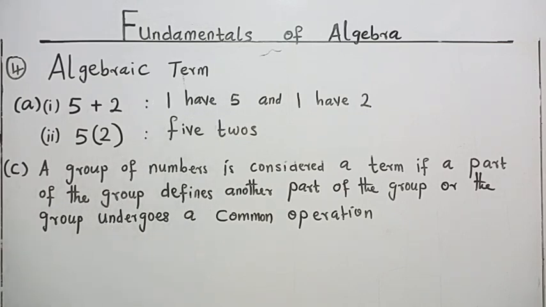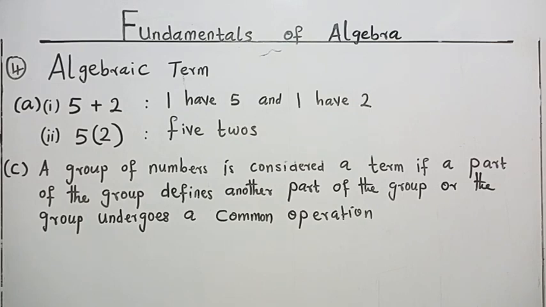This statement, which interprets 5 plus 2, shows that 5 does not define 2 and 2 does not define 5. How? Having 5 has no link with having 2. Therefore, 5 does not depend on 2 and 2 does not depend on 5. The two are just independent of each other. But look at this, the second case. It says 5 twos. These 5 and these 2, are they also independent? The answer is no. They are interconnected.